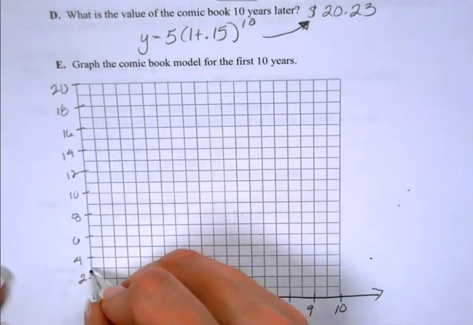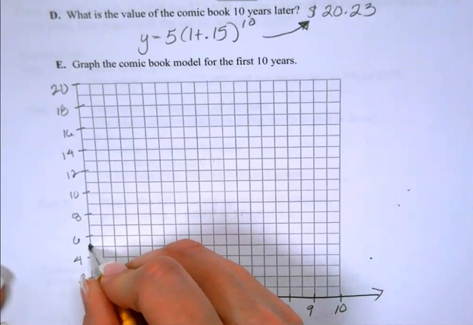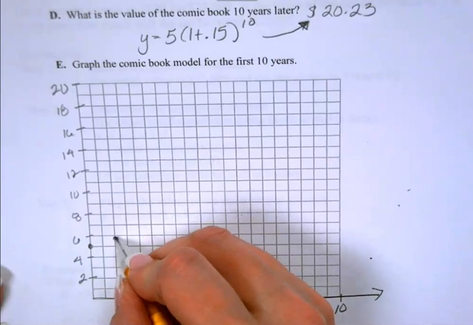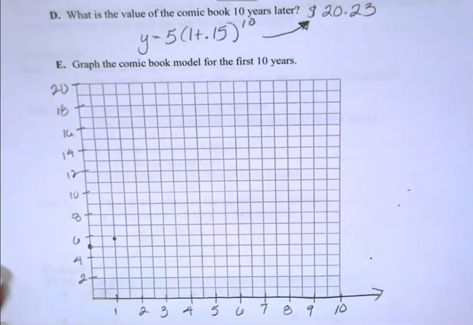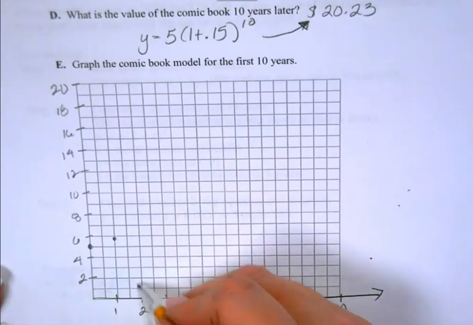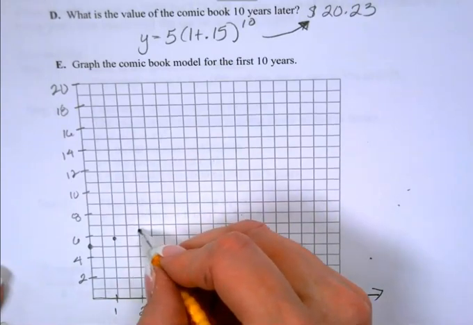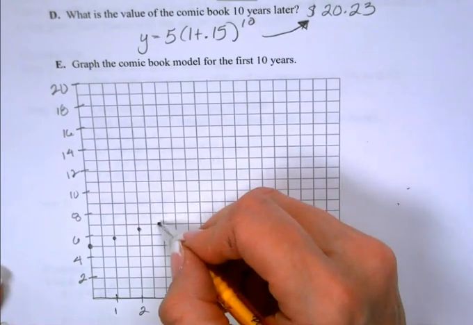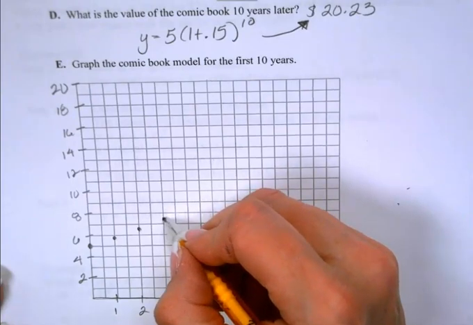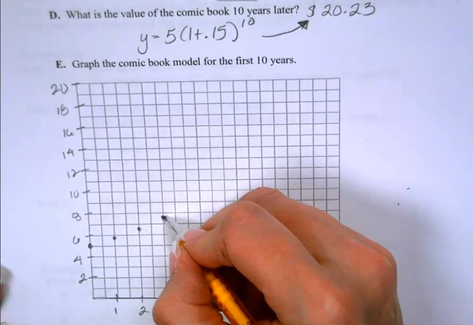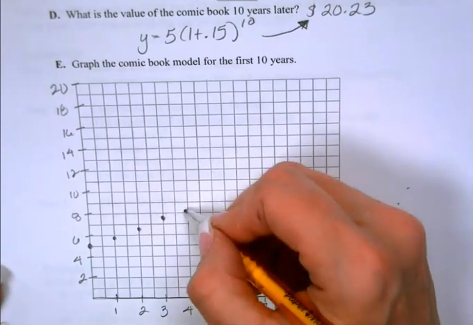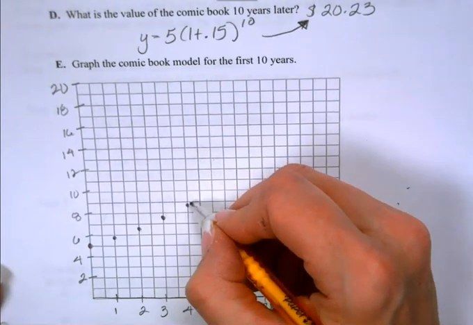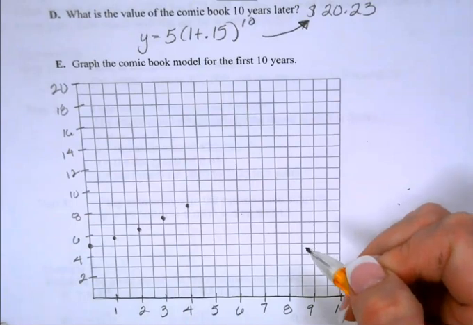Okay, so for 0, I am at $5, which is here. At 1, I'm at $5.75, so that's probably about right there. At 2, I'm at $6.61. 3, I'm at $7.60. Maybe about there. 4, I'm at $8.75. That's a little less than $9. And I might plot some ones in the future.